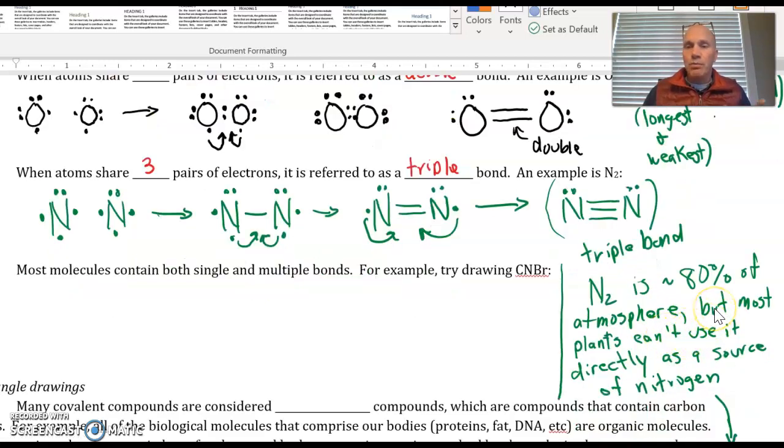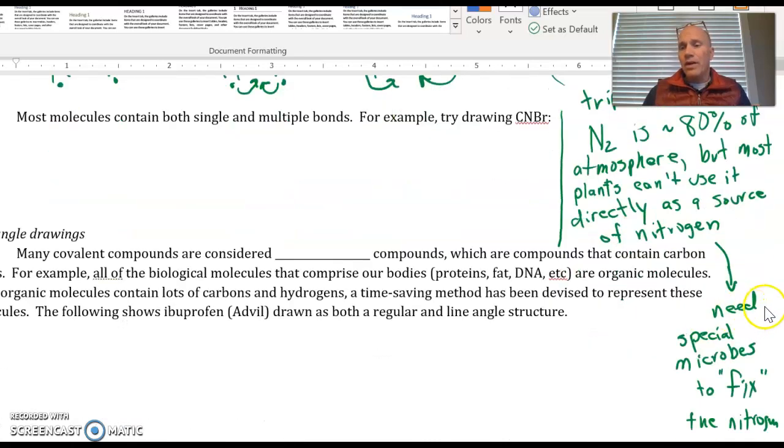The thing is, plants need nitrogen. They need nitrogen to make proteins. That's the major thing they need nitrogen for. But most plants can't use this very abundant source of nitrogen for their needs, and the reason is that this bond right here is extremely hard to break. So how do plants get around this? There are special microbes that some plants have as part of their roots, and these microbes live in these little things.